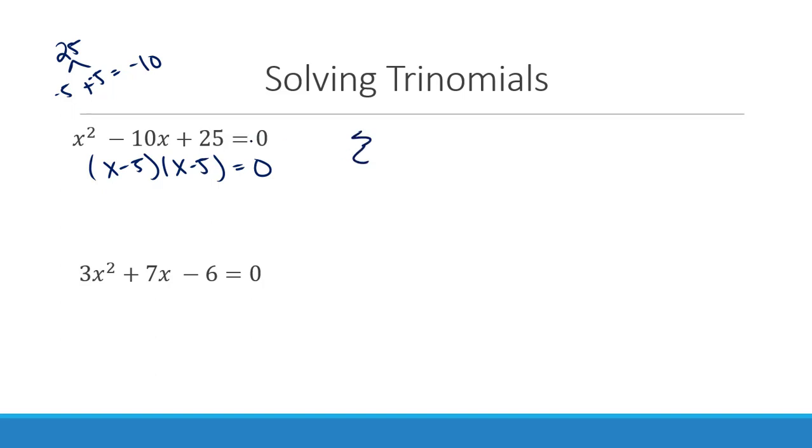Now to solve it, you only solve it when there's an equal sign. So there's an equal sign, set equal to 0. That means give me an answer here. So what's going to make this equal to 0? 5. It'll be 5 for this one too, so I only have one solution.